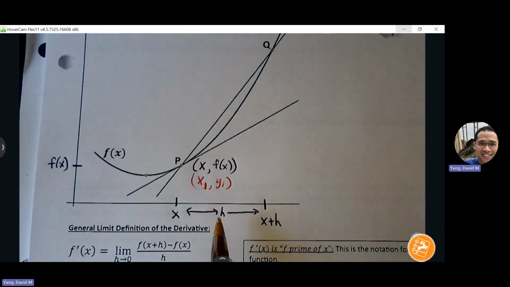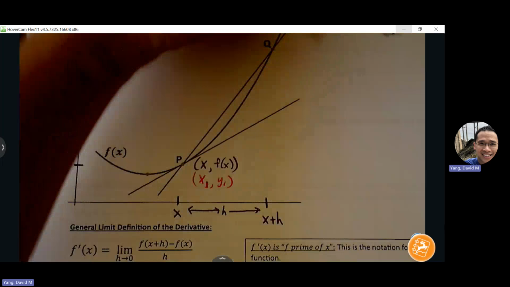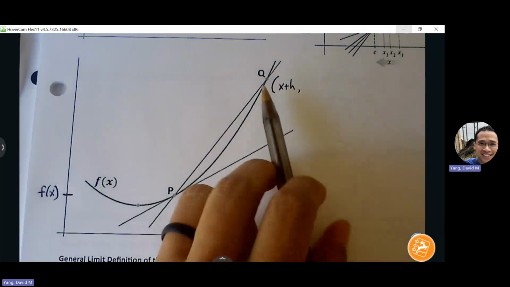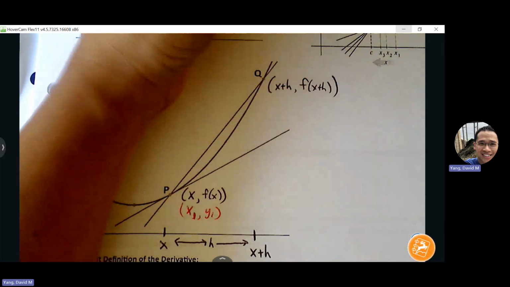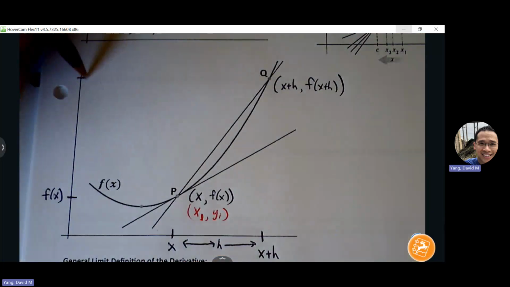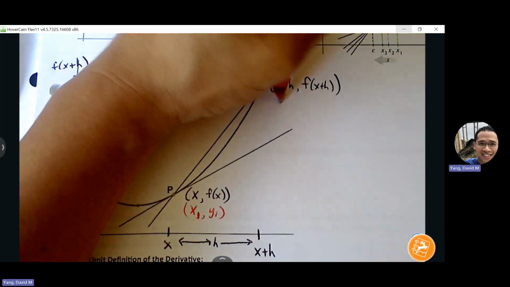Maybe I could have just said that's a distance of 3 or 4 or 6. But the problem is if I just give it a constant value, then I'm unable to move it. So that h gives me the flexibility to eventually move it closer. So if x plus h is the x value of my point Q, what can I use to represent the y value of point Q? f of x plus h, right? I insert that x value into the function, and the y value ends up being f of x plus h. So I'm going to let that be my x2, y2.